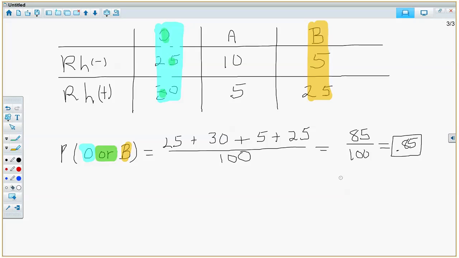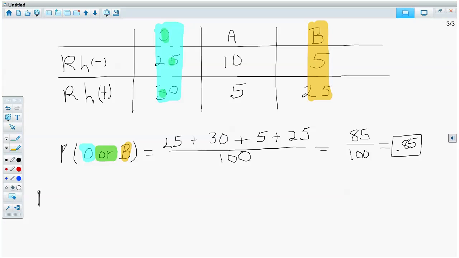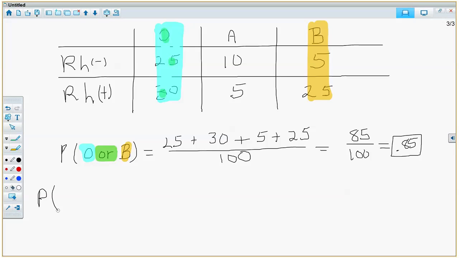Now, what if I told you to calculate the probability of O or RH negative? Do that one. And if you can't do it, just meditate on it.